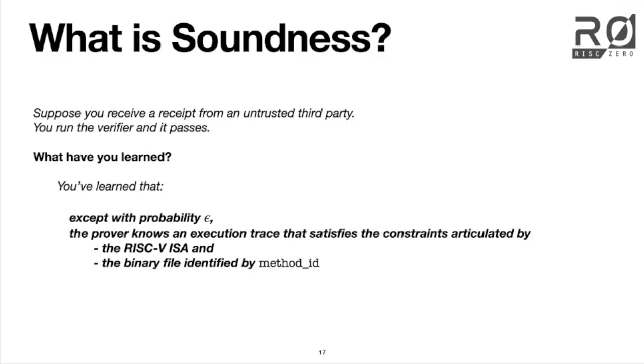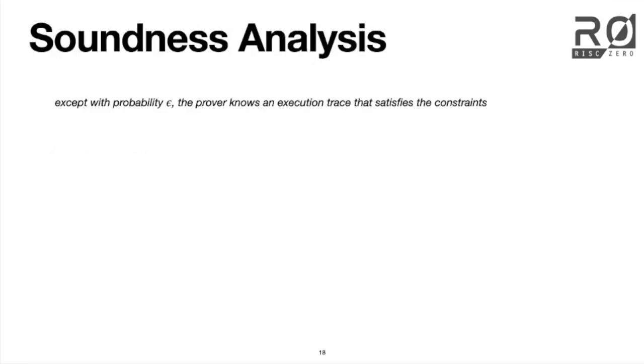We can trust that the prover knows an execution trace that actually satisfies the constraints. So soundness is the analysis associated with this epsilon. Epsilon is referred to as the soundness error, and what we mean when we say we have 100 bits of security or 128 bits of security is that this epsilon is really small. 100 bits of security means that the soundness error is less than 1/2 to the 100th, and 128 bits of security means the soundness error is less than 1/2 to the 128th.